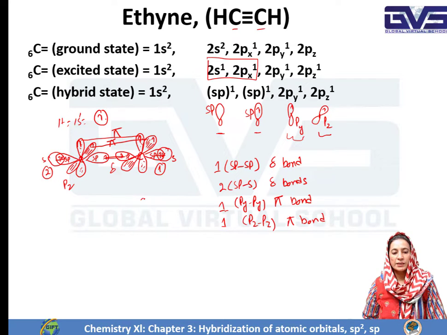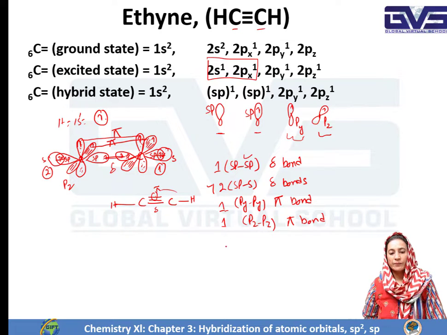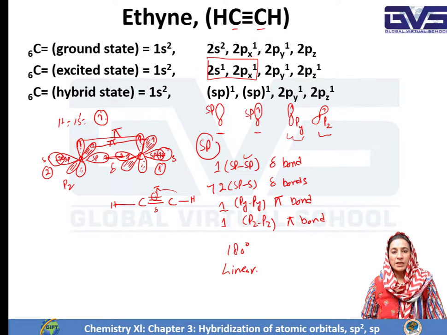So students, basically this is carbon and carbon. This one is the sigma bond, this is the sigma bond with this hydrogen, and these are due to py and pz, these are pi bonds, these are sigma and these two are pi bonds, and the angle will be like 180, and this shape is linear. So there is sp hybridization in ethyne. Hybridization of carbon is sp in ethyne.